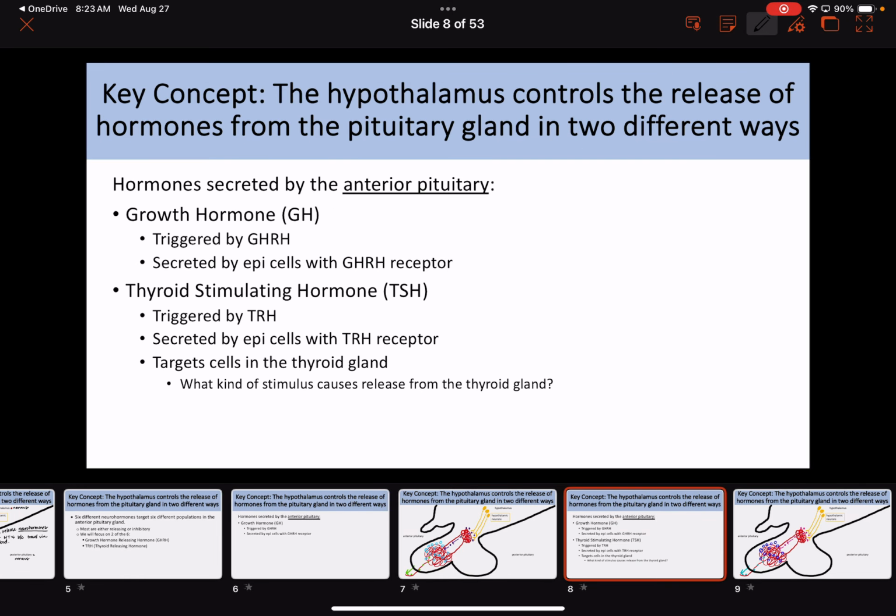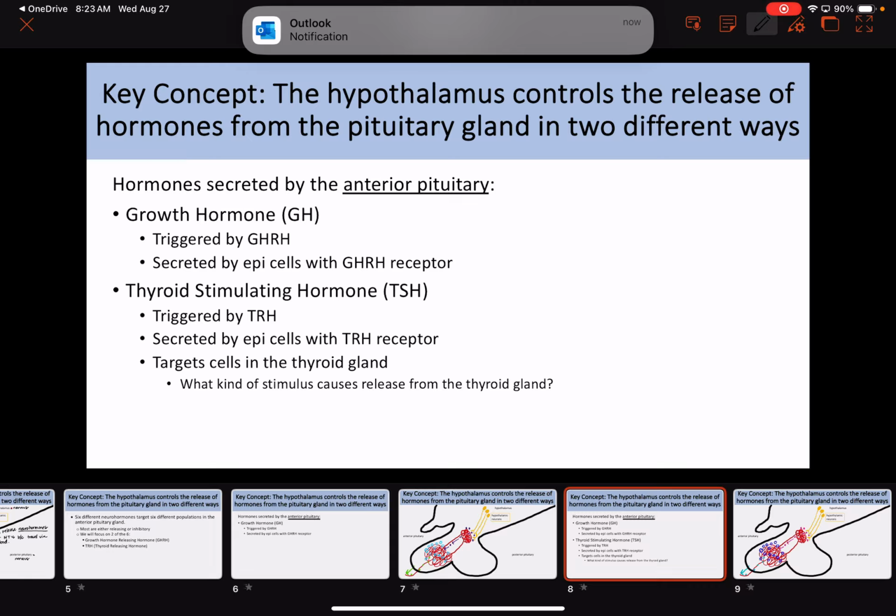The next one is thyroid stimulating hormone. This comes from the anterior pituitary when it's triggered by thyroid releasing hormone. Thyroid releasing hormone comes from the hypothalamus. It's going to travel down that same portal system until it finds cells with a receptor for the thyroid releasing hormone, and then those cells can release thyroid stimulating hormone. Once thyroid stimulating hormone is released, it goes and targets the thyroid gland specifically and has the thyroid gland then release thyroid hormone. So it's a whole long sequence.